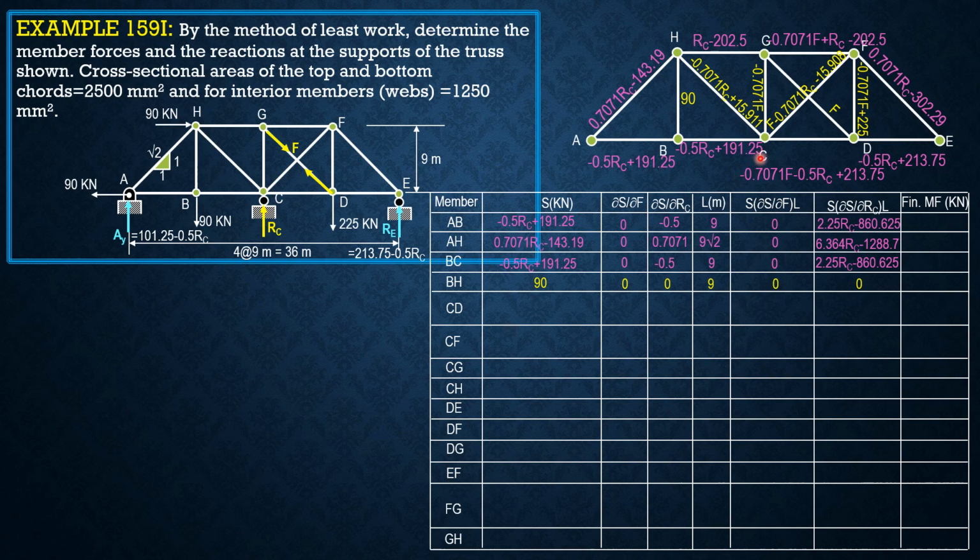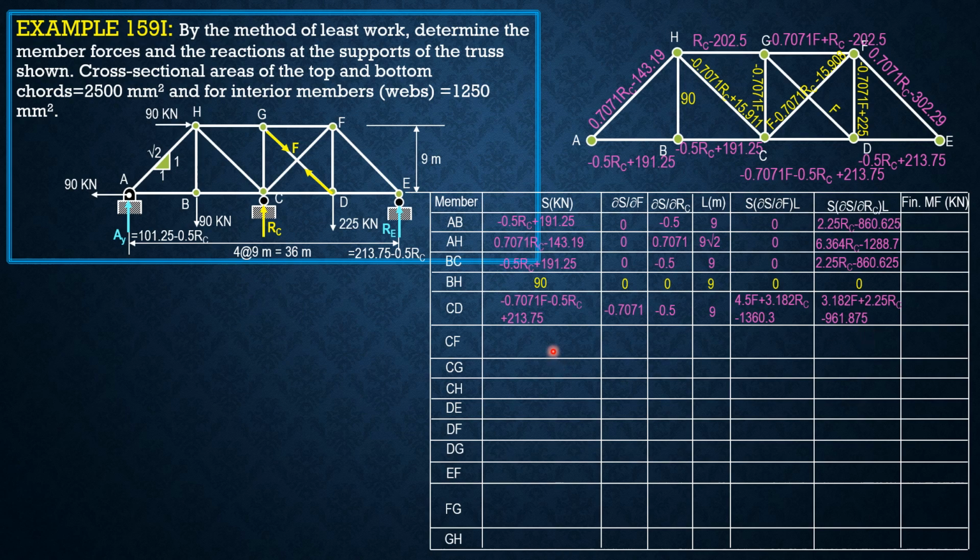For CD, negative 0.7071 F minus 0.5 RC plus 213.75. Partial derivative here is negative 0.7071, here negative 0.5. The length of CD is 9. So the product here is equal to 4.5 F plus 3.182 RC minus 1360.3, and here it's different: 3.182 F plus 2.25 RC minus 961.875.